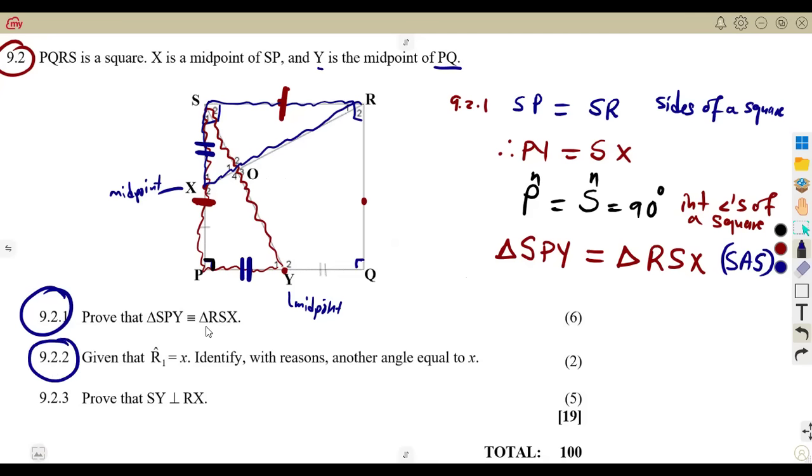9.2.2, given that angle R1 is equal to X. Let's say R1 is X. Identify with reasons another angle equal to X. Guys, we say these two triangles are congruent triangles.